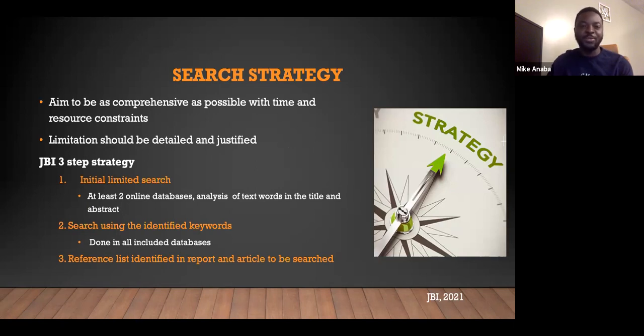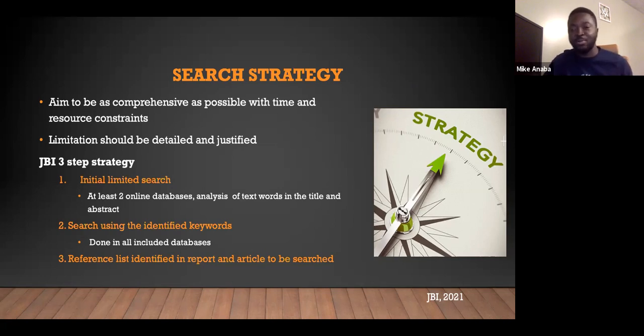So if you have any limitations, you need to provide reasons as to why you have certain limitations in terms of time or resources. And for JBI, there are 3 steps to developing a search strategy. The first one is to conduct an initial search. The initial search should be done by 2 reviewers, and they must do it independently.